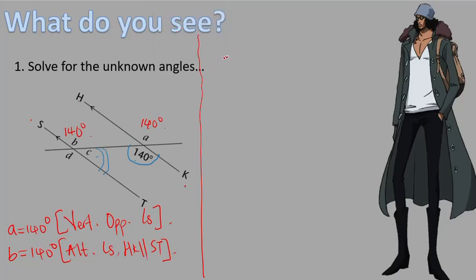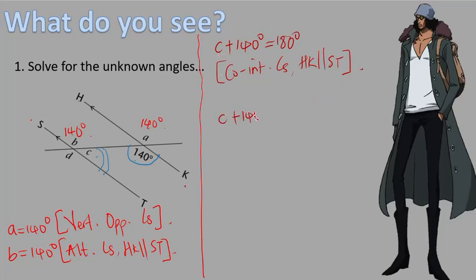So I'm saying angle C plus 140 degrees is equal to 180 degrees. Reason? Co-interior angles. Co-interior angles need what? Parallel lines, which we have, HK and ST. Easy as that. And then now I just solve for C.